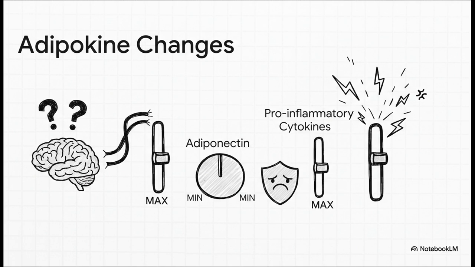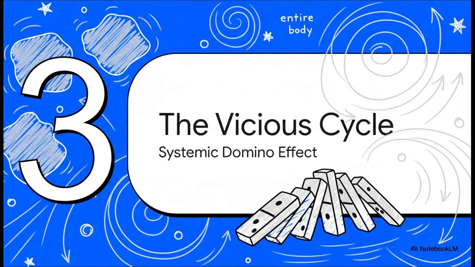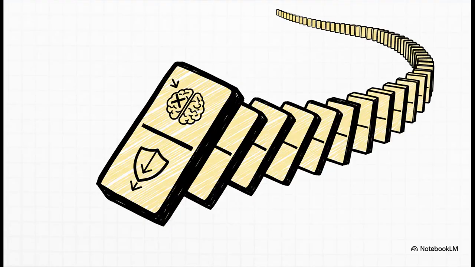The bad guy inflammatory signals go way, way up. It's a perfect storm, right? The stop eating signal is broken, the pro-metabolism signal is weak, and the inflammation signal is on full blast. Now, all this hormonal chaos doesn't just stay in the fat tissue. It kicks off a massive domino effect, a vicious cycle that ripples through the entire body. And it all starts right here.